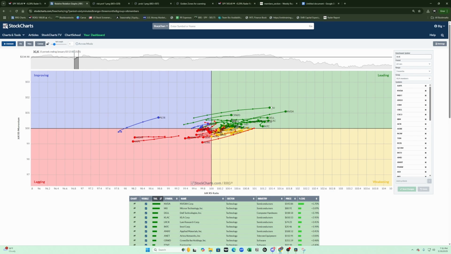So maybe PLTR, maybe MU, crowd. I'm not necessarily going to look at something like WDAY for this bounce, because this is lagging. I'm not going to necessarily look at something like CDW, because these are lagging. These are close to the center. They're not likely to move as aggressively. This is a general rule of thumb.